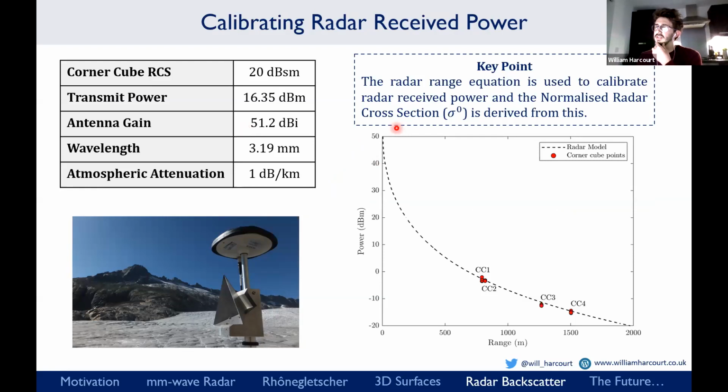And the way we do this is we place these trihedral radar reflectors out in the scene, and we know the radar cross-section of this, which is 20 dBSM. We use the radar range equation, which we've highlighted here as the radar model, put in the hardware characterization, so we know the transmit power, the antenna gain, the wavelength, put that all into the model, and we try to match that up to the raw radar received power from the reflectors.